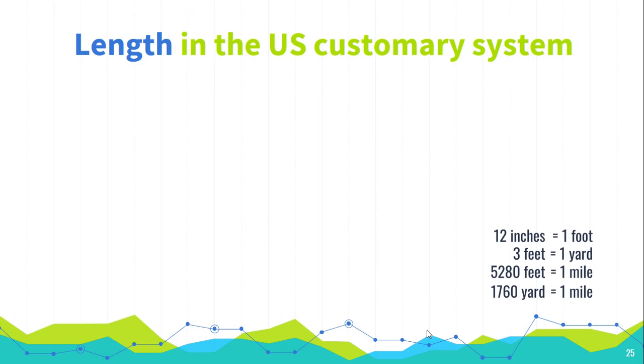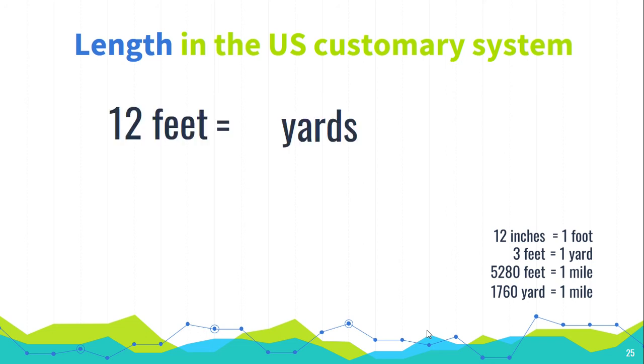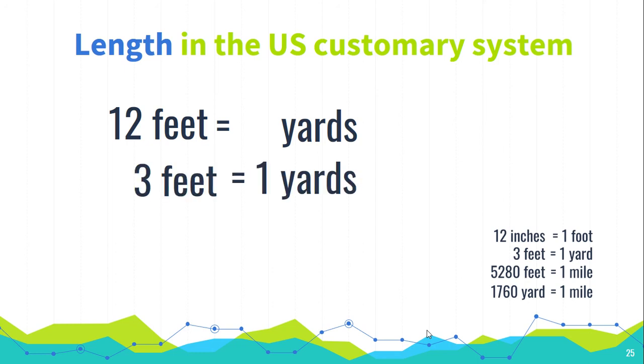All right. So, what our conversion will look like in the US customary system is if we have 12 feet, how many yards do we have? Well, we want to think about this by saying, okay, how many feet does it take to make a yard? Well, it takes 3 feet to make 1 yard. And so if I know it takes 3 feet to make 1 yard, I know that my units are going to be getting smaller. And so that means division. So 12 divided by 3 is going to give us 4 yards.